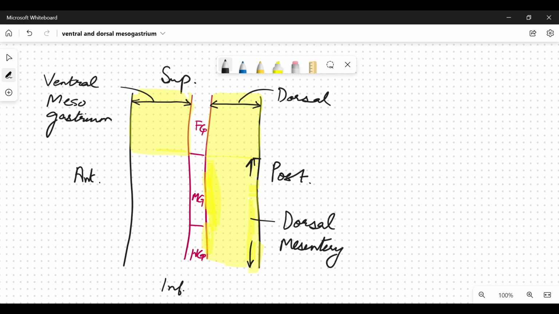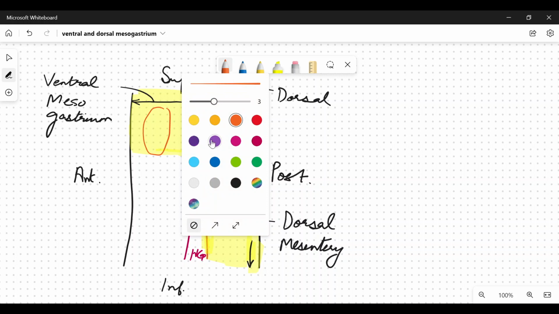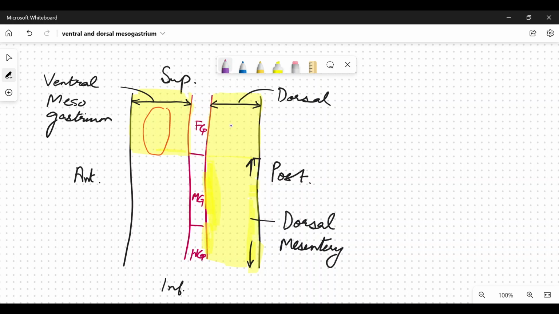Now, what happens is that within the ventral mesogastrium develops what? The liver will develop. And within the dorsal mesogastrium develops the spleen. And we also know that this part of the foregut present within the abdominal cavity is ultimately going to give rise to the stomach. It is going to become fusiform shaped, and the proximal part of the duodenum as well.